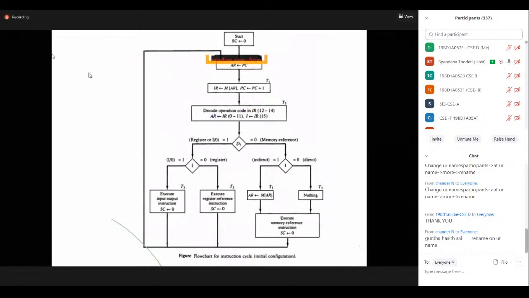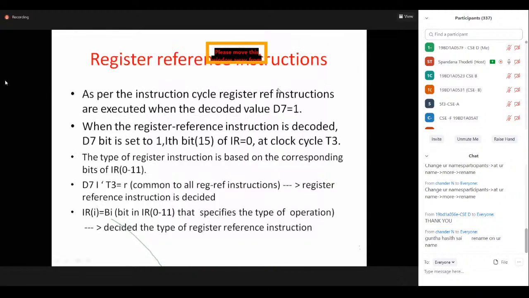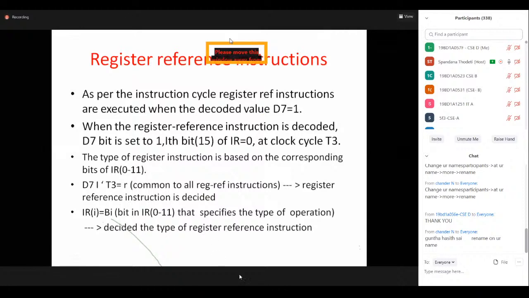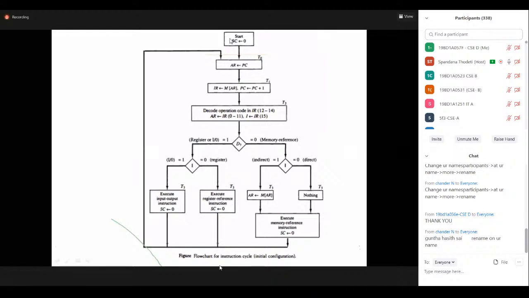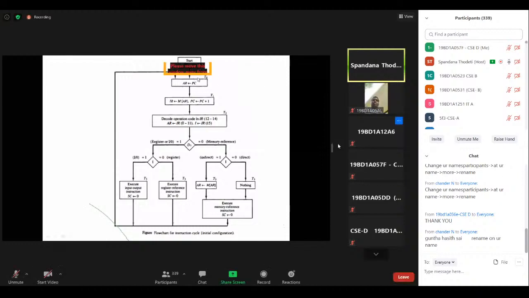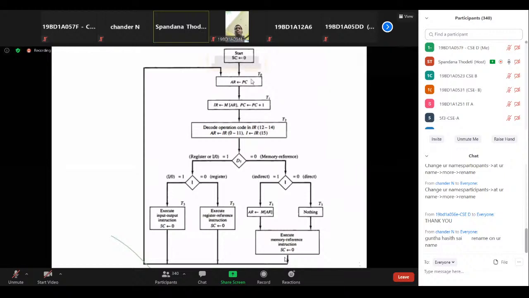Okay? Let us see the instruction cycle. So this is your instruction cycle, right? So what is the first step? You haven't started the instruction execution, so the sequence counter is equal to 0. Initially your sequence counter is 0, meaning no clock cycle, nothing is started. Next, what is the first step?